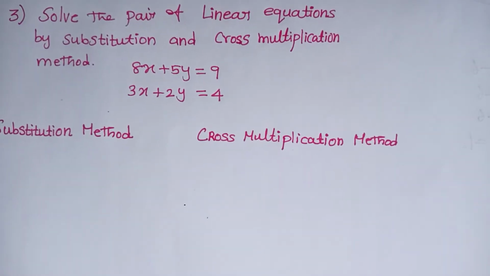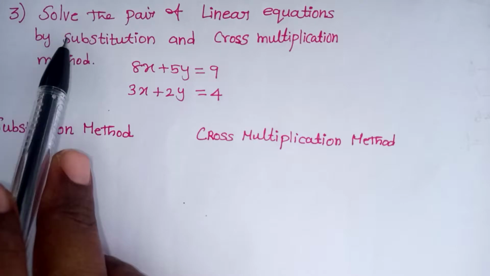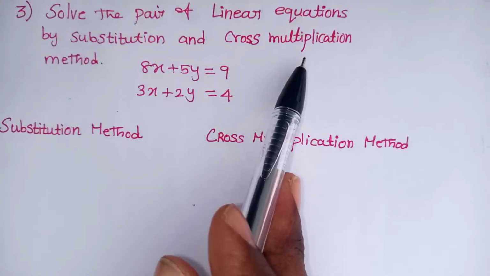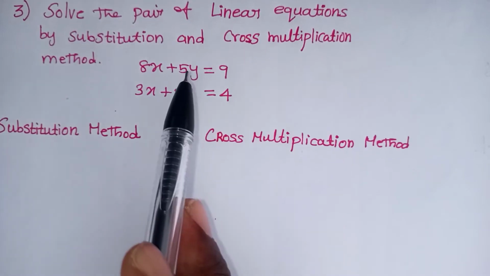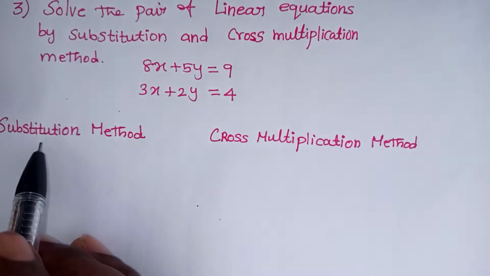Hi students, in this video we are going to learn question number 3 from exercise number 3.5. Solve the pair of linear equations by substitution method and cross multiplication method is our question. So these are the equations given. Now first we need to find the solution by substitution method.